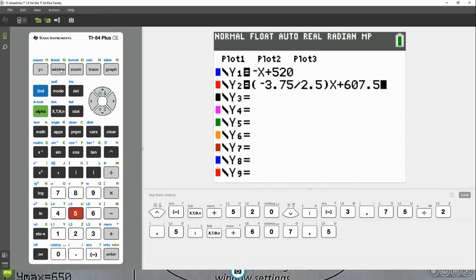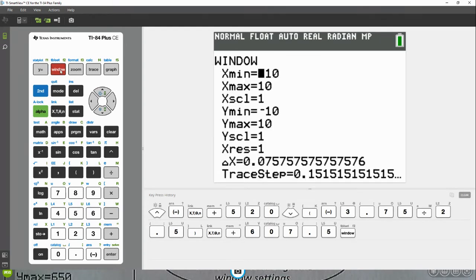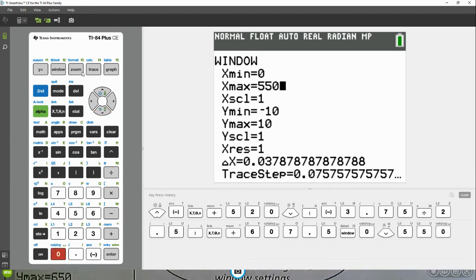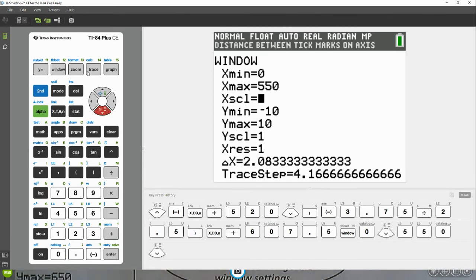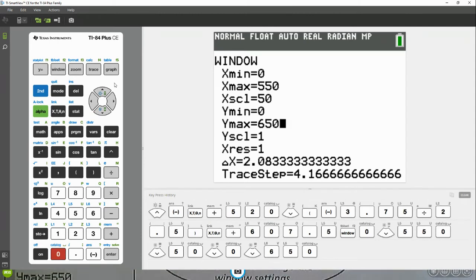Now, remember I said we have to go in and change our window settings. They've given us specific window settings here, so I'm just going to use the window settings that they've suggested. They suggested to put my x minimum as 0, my x maximum as 550, my x scale is going to be 50, so each of those points is actually going to be 50 on my x scale. My y minimum, they've asked me to set to 0. My y maximum, 650. My y scale will also be by 50.